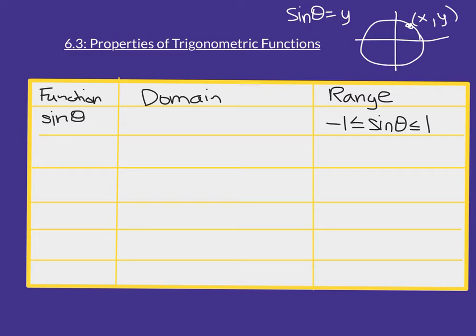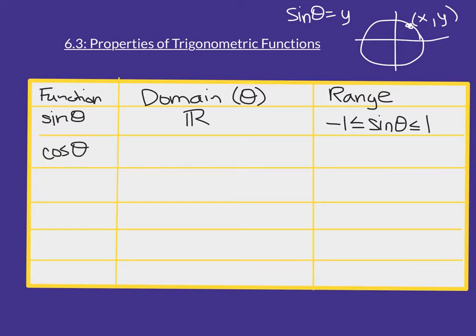Between -1 and 1. The domain of sine, that's going to be what our theta can be. Actually, you can have any value for theta. You can have negatives, you can have positives. Think about, like, you can have negative 360 degrees, you can have negative 45 degrees, you can have positive 540. You can have pretty much any number. So our domain for theta is going to be all real numbers.